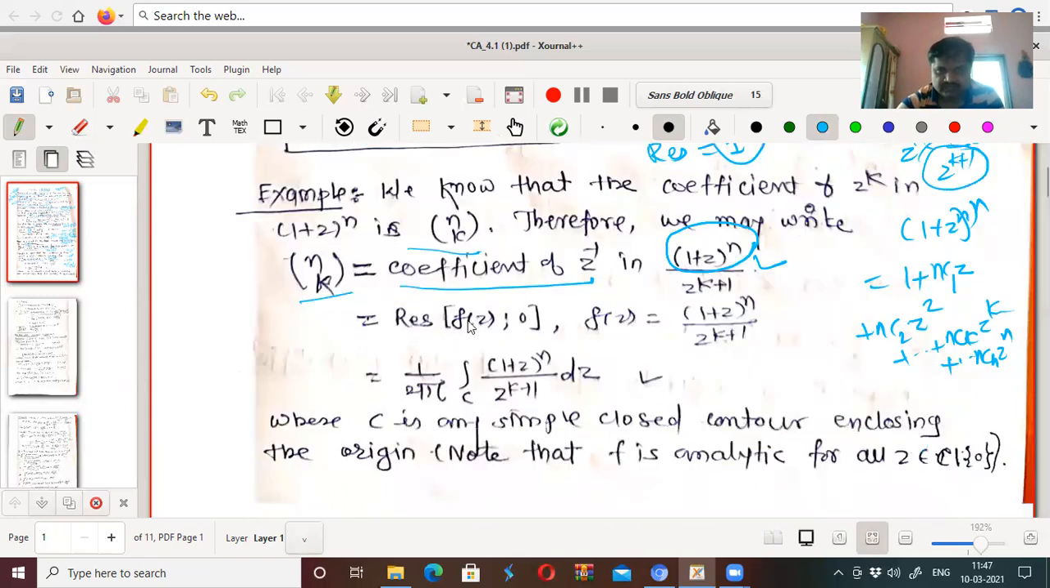So therefore, the residue of f of z at z equal to 0, because it is the coefficient of z inverse, where f of z is (1 plus z) raised to n upon z raised to k plus 1, is given by 1 by 2 pi i integral of the function (1 plus z) raised to n upon z raised to k plus 1 with respect to z. So nCk is nothing but 1 by 2 pi i integral over C of this function, where C is any simple closed contour enclosing the origin. Okay, that is the case.